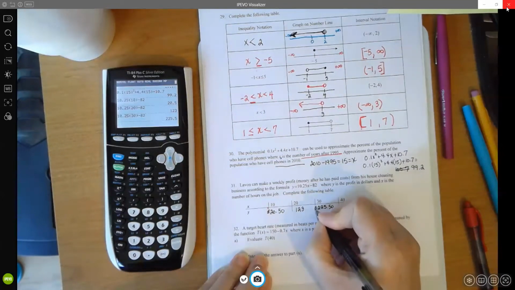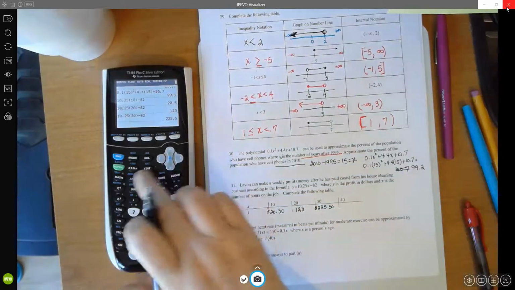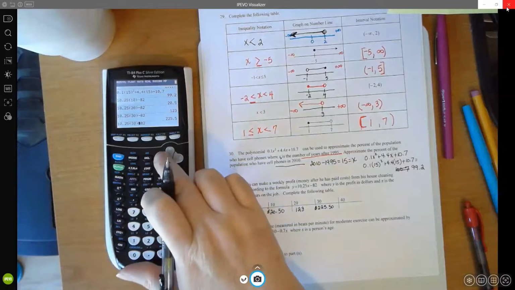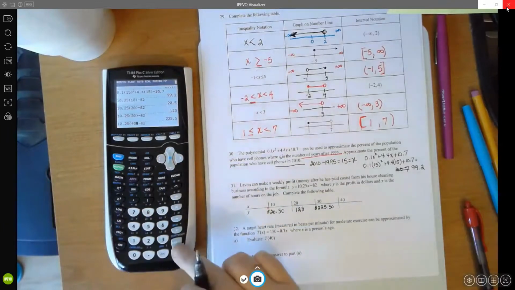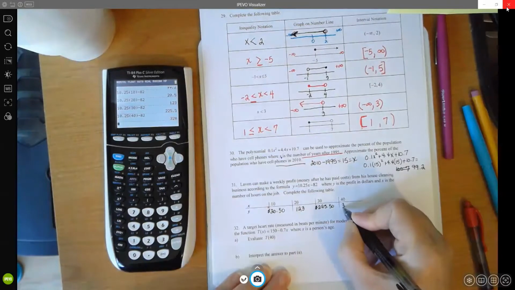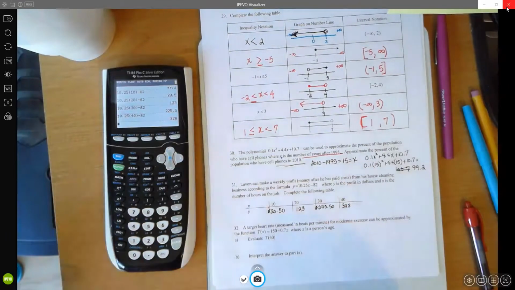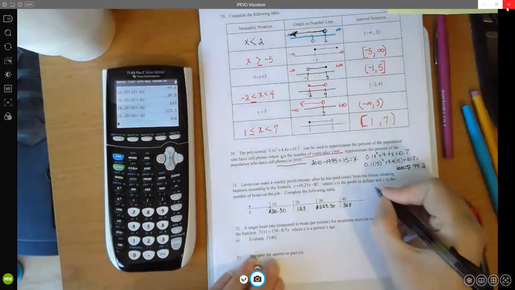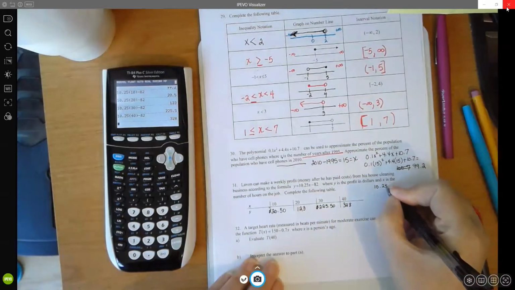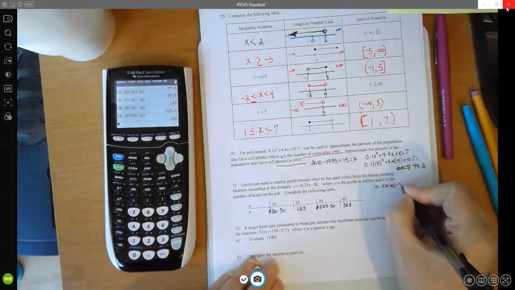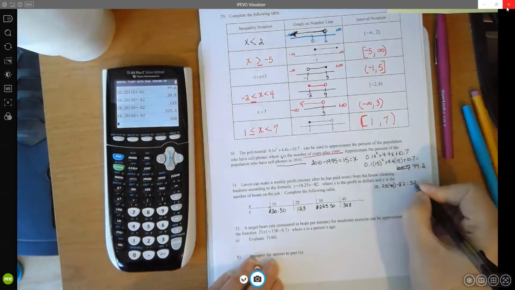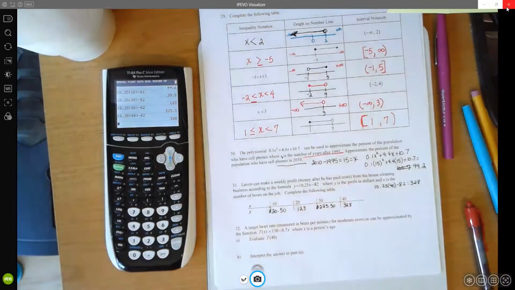$225.50. And again, it would be right if you just put 0.5 and then do second enter and change that 30 into 40, which would be $328. That's all that it's asking you to do, is to fill in that chart. And that's showing your work. If you wanted to show your work, you could go 10.25 times 40 minus 82 equals 328. That would be all the work you would need to show.